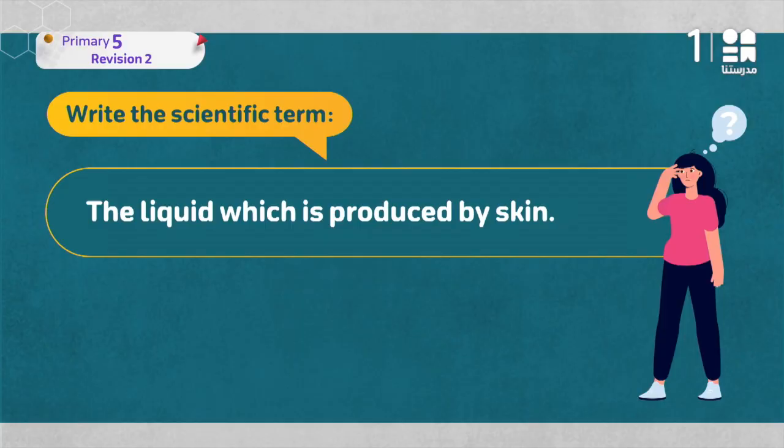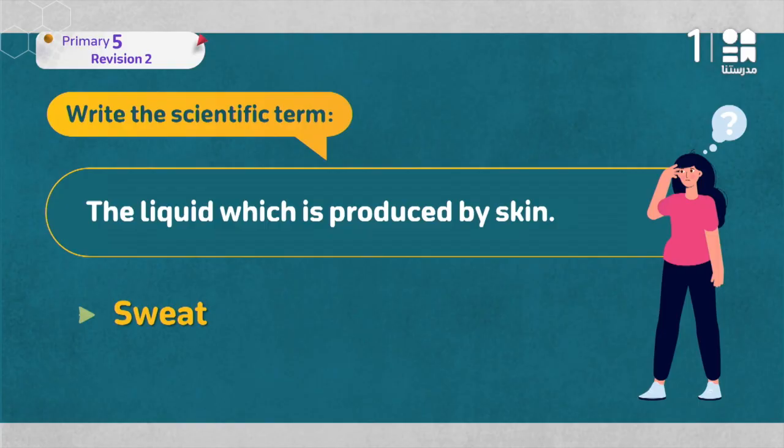Now, another question. The liquid which is produced by skin. What does the skin give out? Excess salt and excess water. We can get rid of them through the skin in the form of sweat. So the liquid that comes out of the skin is the sweat. Again, the liquid which is produced by skin is the sweat.